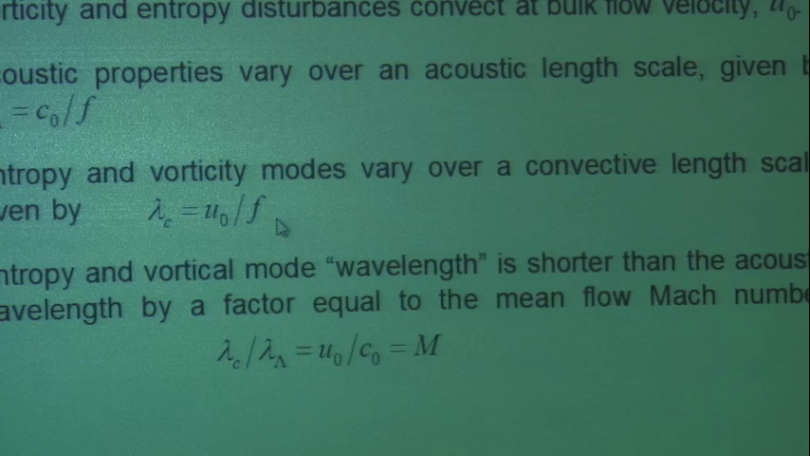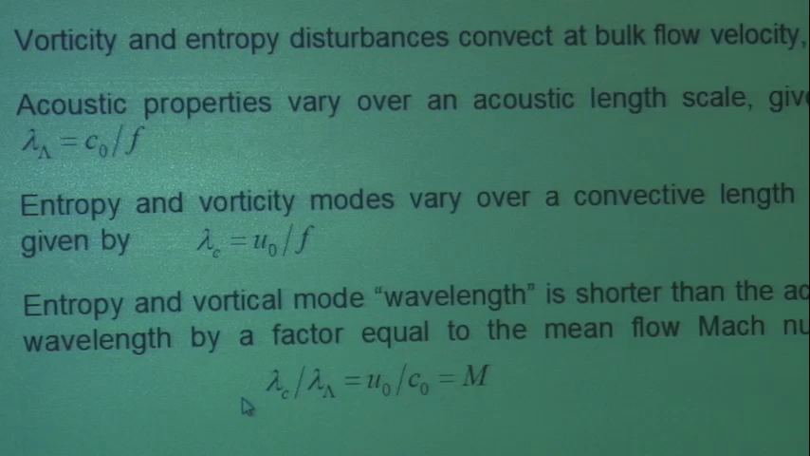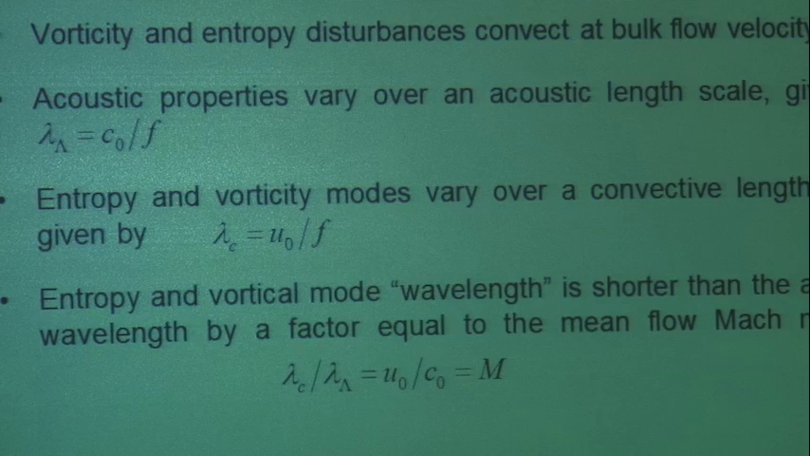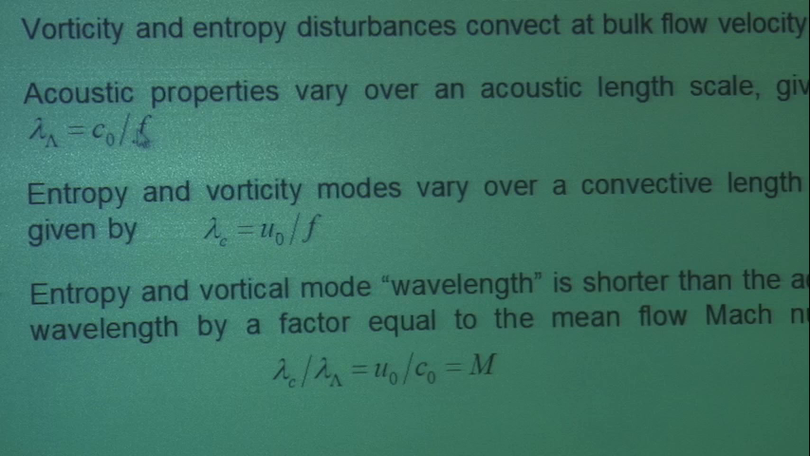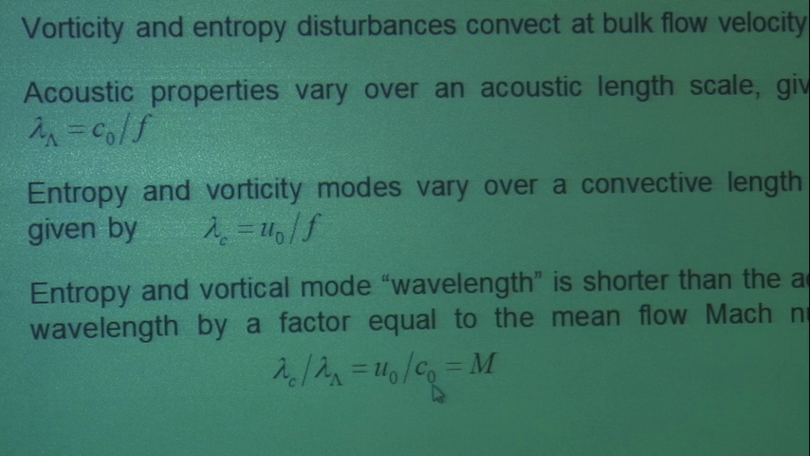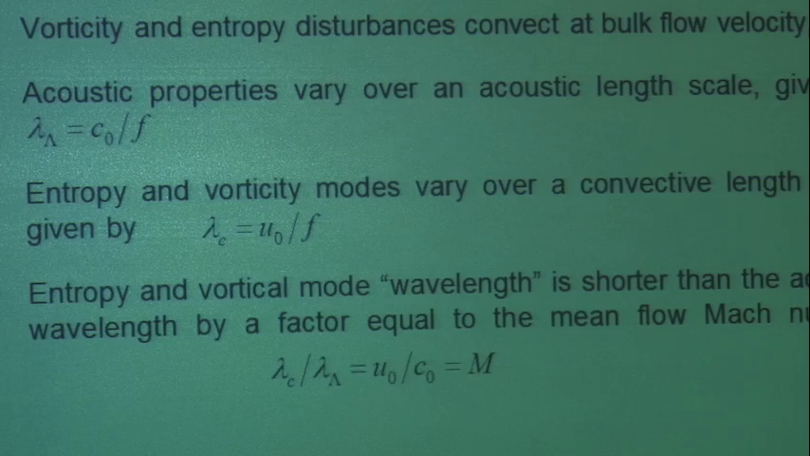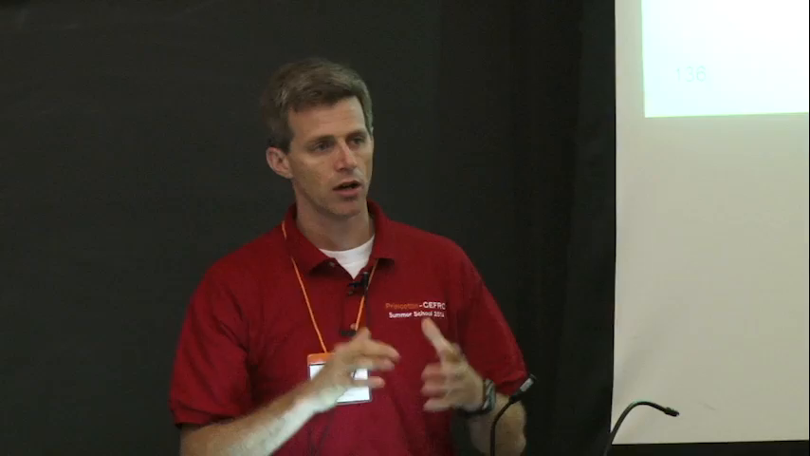What that means is that in a low Mach number flow, you have two disturbance length scales, and they are very, very different from each other. They differ by the Mach number. If I take the ratio of the convective length scale to the acoustic length scale, the f cancels, and I get U naught over c, which is the Mach number. So the acoustic component of the disturbance has a very long wavelength, or long length scale, while the vortical or entropy component has a much shorter length scale.